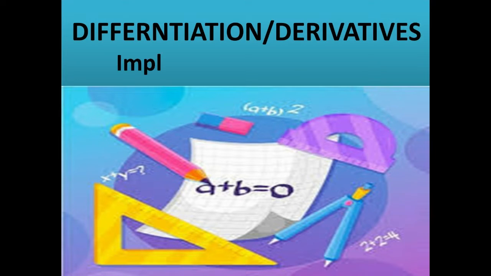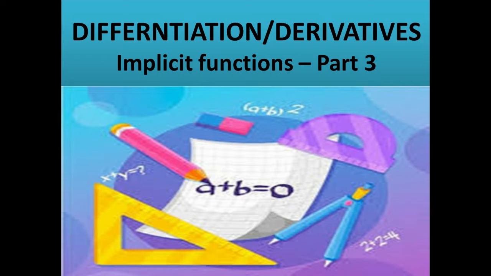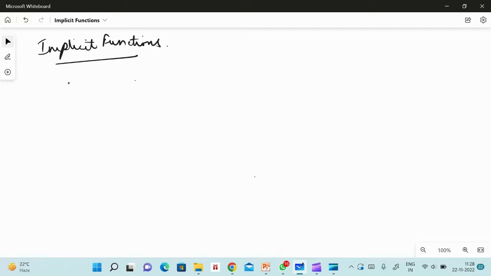Let's take some more examples to clarify the concept of implicit function. Basically, when it is given in the question that we have to prove dy by dx into dx by dy is equal to 1, sometimes these kinds of questions are given to us, and this we can do with the help of implicit function.